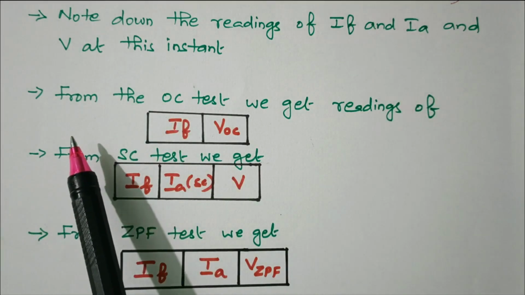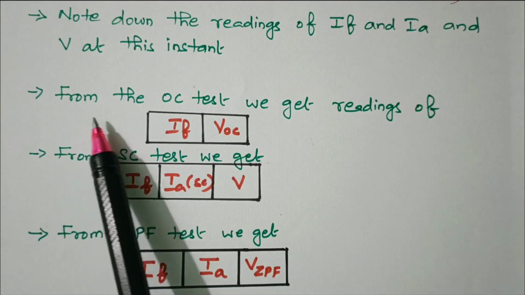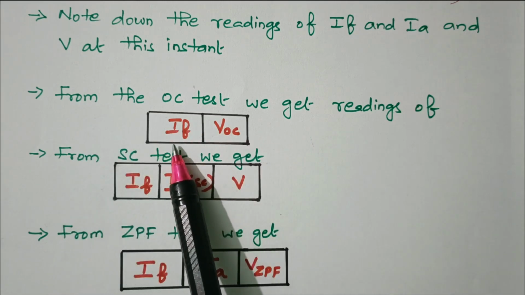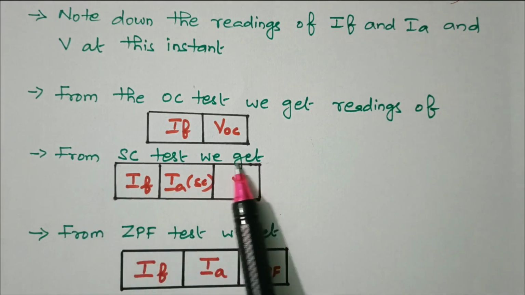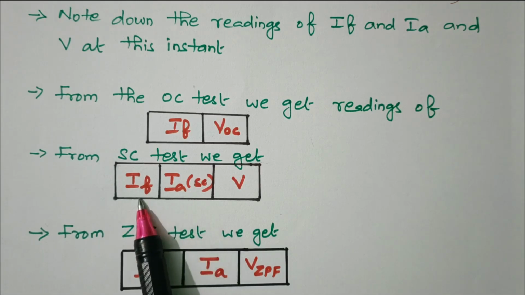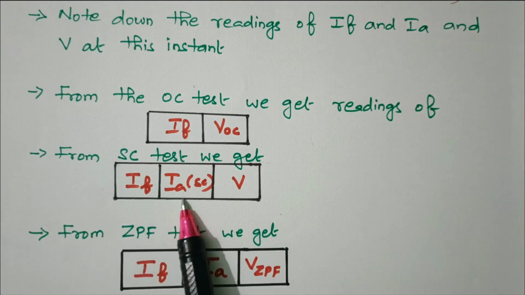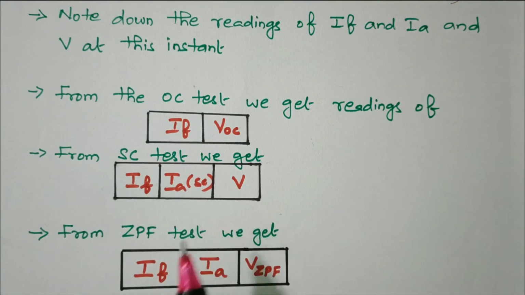So we already discussed that the OC test and SC test can be done for the EMF and MMF methods. From the OC test we will get the readings of IF and VOC, that is nothing but the field current corresponding to the open circuit voltage. And from the short circuit test, IF, IA (the short circuit current) and V. IA is the short circuit current, and IF is the field current corresponding to the short circuit current IA. Here it is not a rated voltage; only the rated current is given, and it is a voltage.